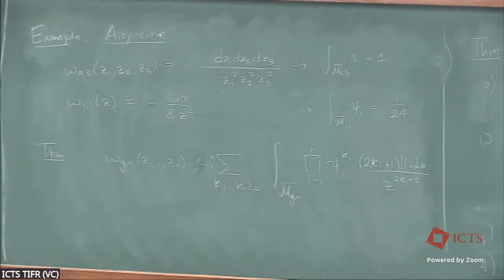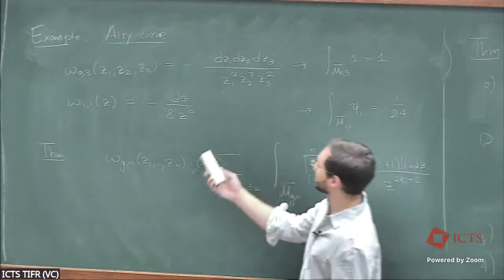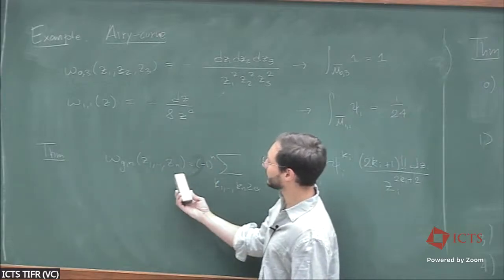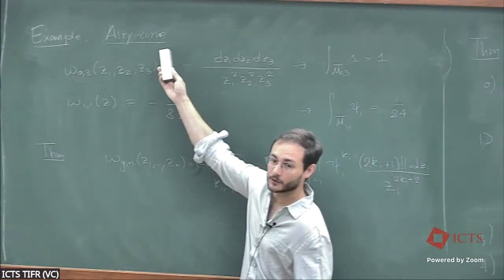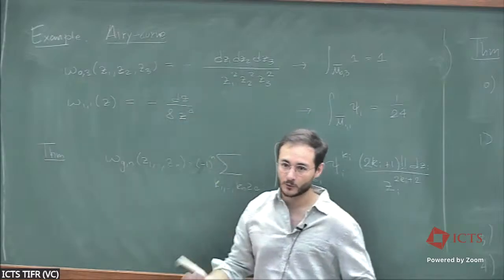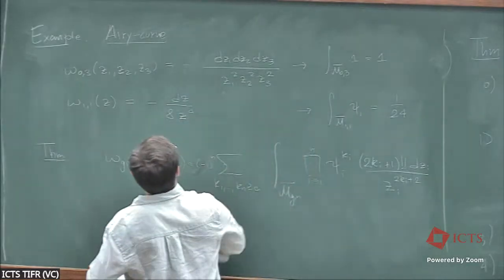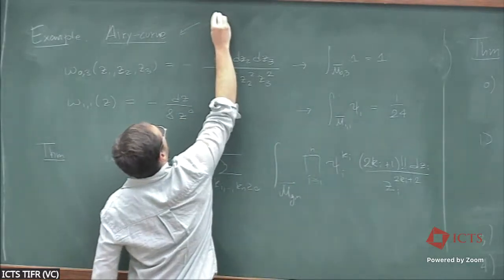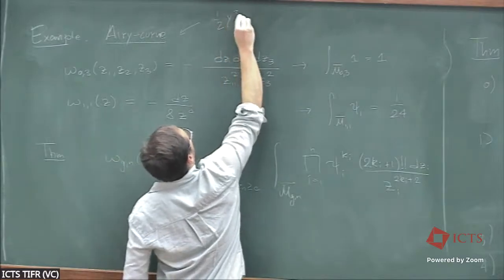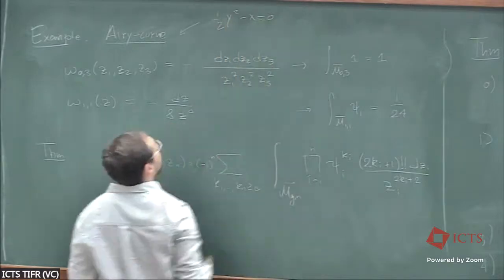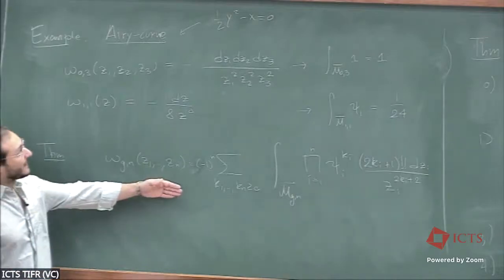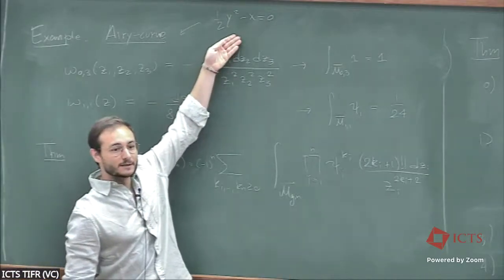Maybe one nice thing that I should say is that the recursive formula that I showed you yesterday is very messy. While here, I only have to tell you this general formula for the omega g,n, and I have to tell you the data of the Airy curve, which was something very easy: the data of a half y squared minus x equal to 0. So one can say that all psi-class intersection numbers are just contained in this simple equation.